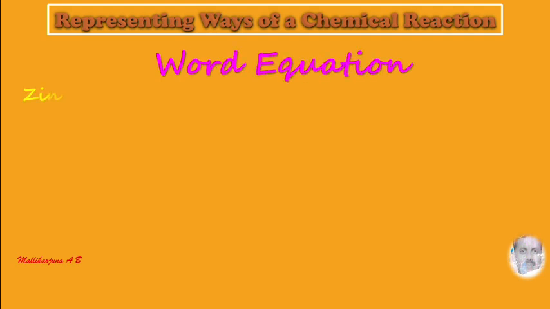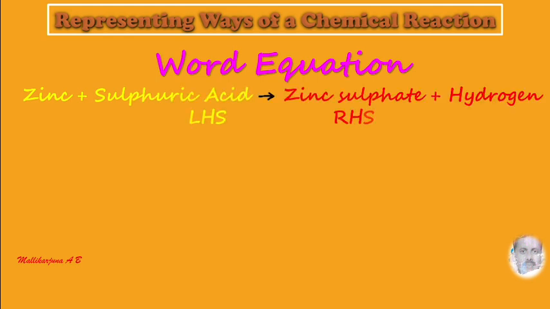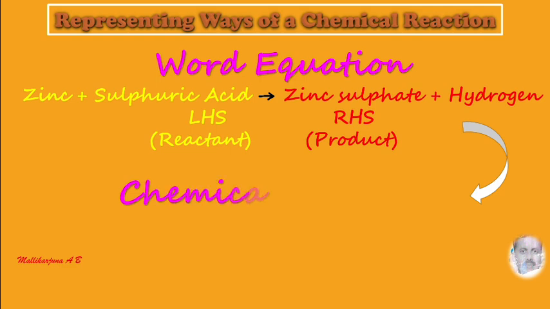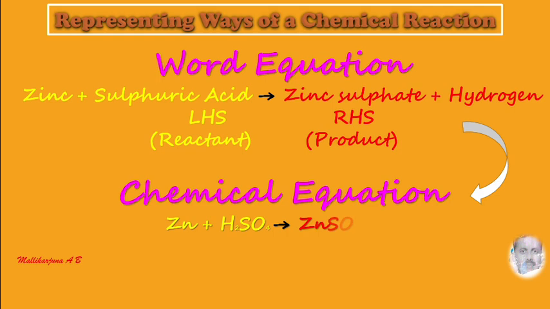Representing ways of a chemical reaction: one is the word equation. Zinc plus sulfuric acid gives rise to zinc sulfate and hydrogen. Another one is the chemical equation: Zn plus H2SO4 gives rise to ZnSO4 plus H2.